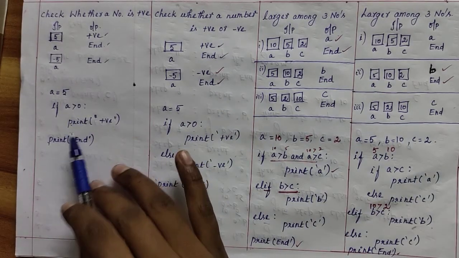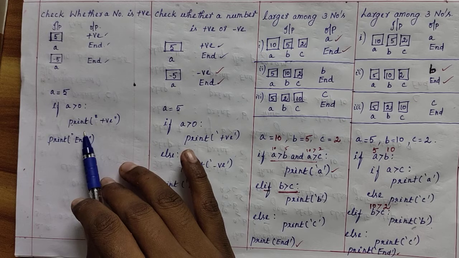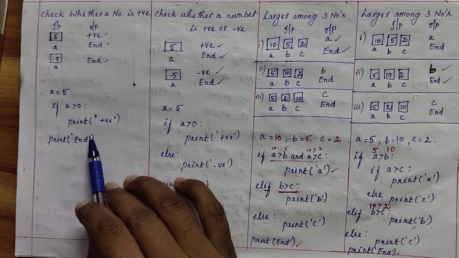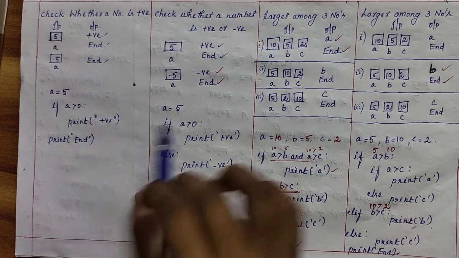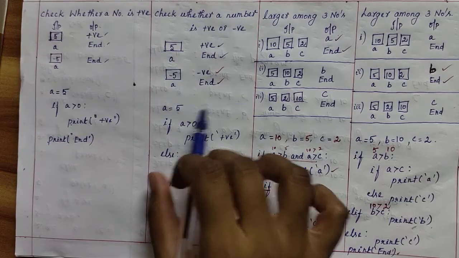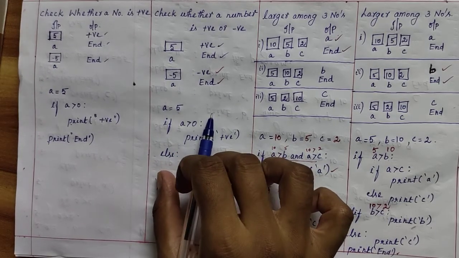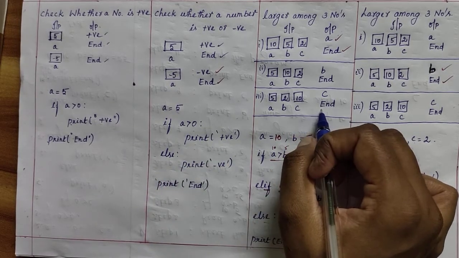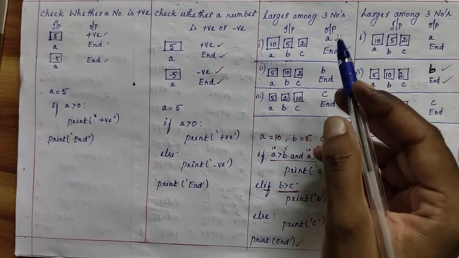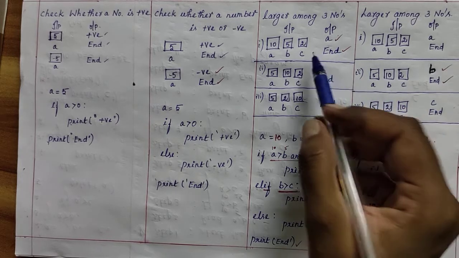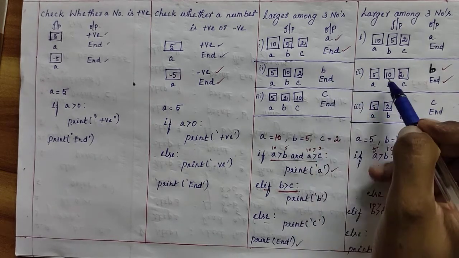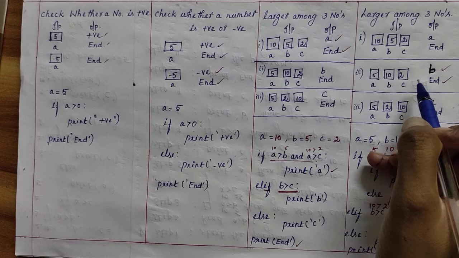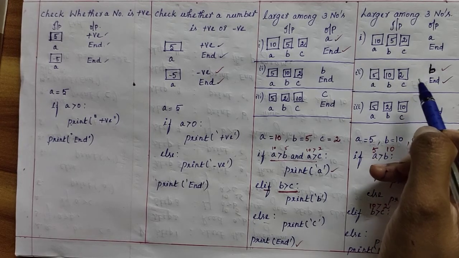The first one is check whether a number is positive. It falls under the first category, that is the if statement. The second one is check whether a number is positive or negative. It falls under the second category, that is if else. The third is larger among 3 numbers. It falls under the third category, that is if, elif, else. And the fourth one is larger among the 3 numbers. It falls under the category nested if else.